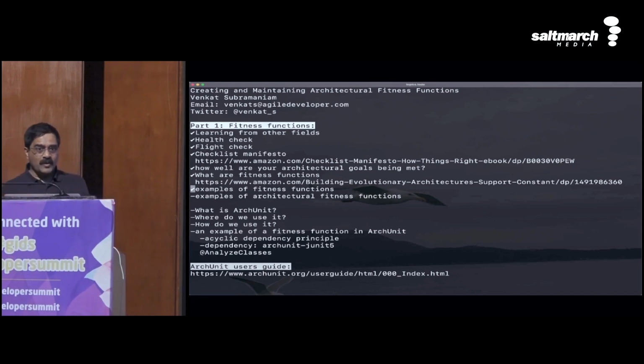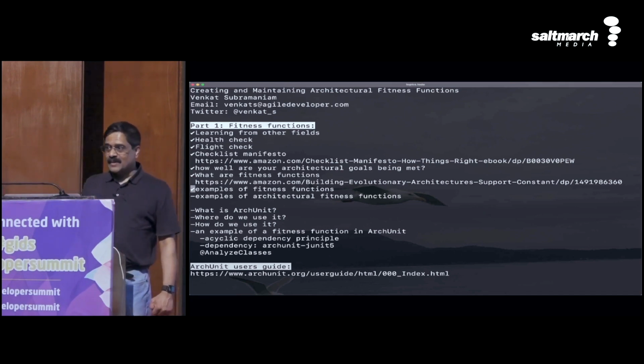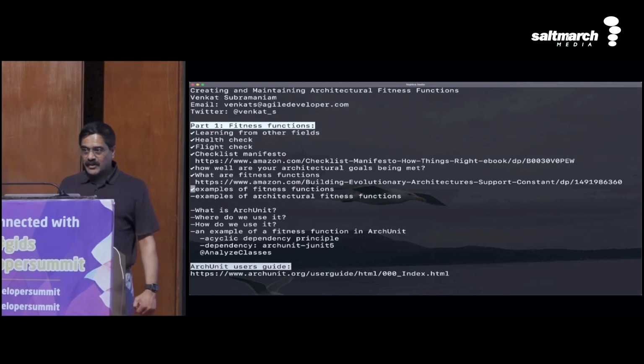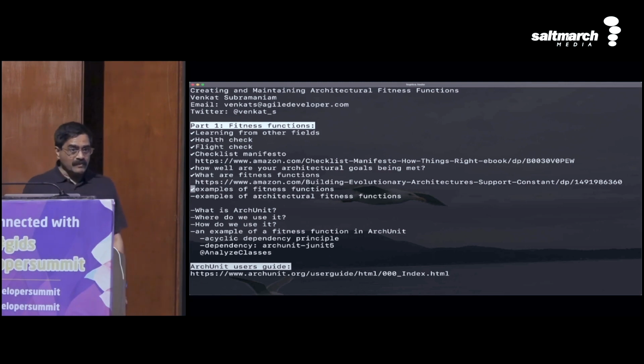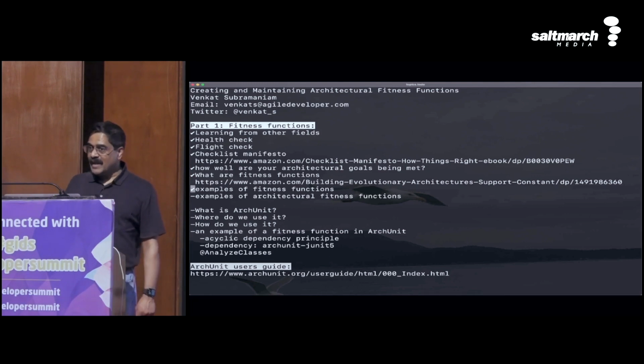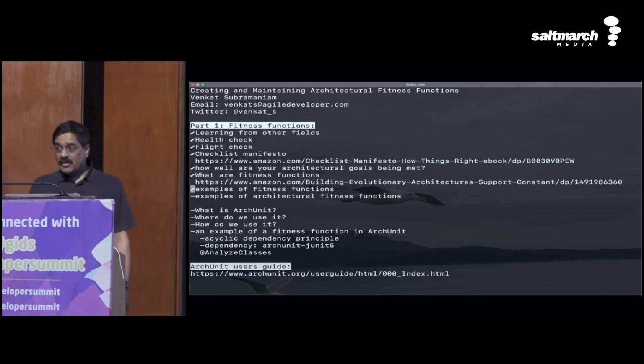I want to write my unit tests and run them. That's an automated testing related fitness function. And I want to know that a certain number of servers are up and running. My database is up and running. My request is being processed within a certain amount of time. That's an operational fitness function.